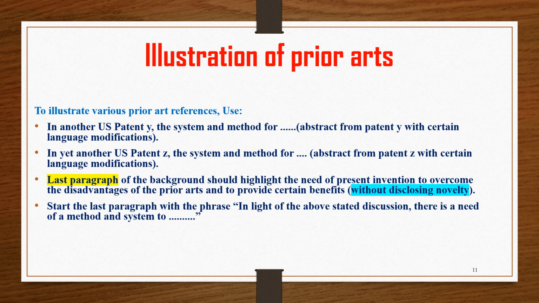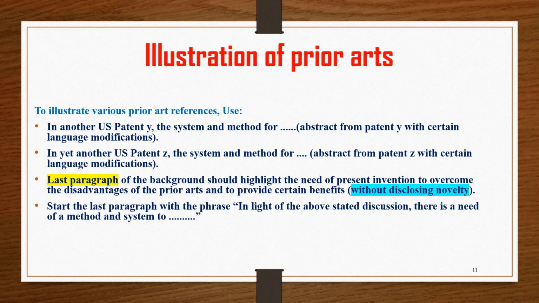Illustration of prior arts. To illustrate various prior art references, use: first one, "In another US patent Y, the system and method for..." So we can say abstract from patent Y with certain language modifications. Next point, "In yet another US patent Z, the system and method for..." That is the abstract from patent Z with certain language modifications.